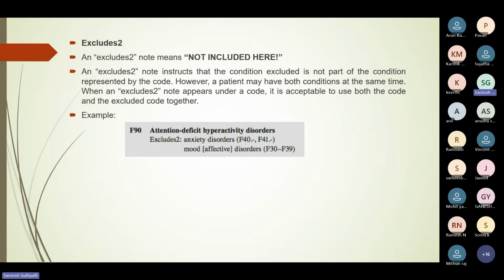So the next one, Exclude 2. Exclude 2 means not included here. At that time you can assign both conditions separately. So it is quite the opposite of Exclude 1.